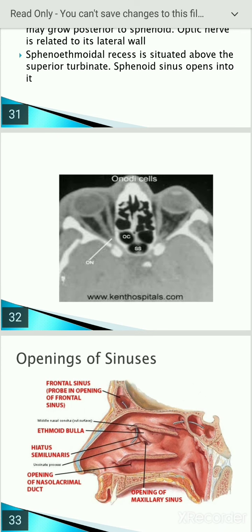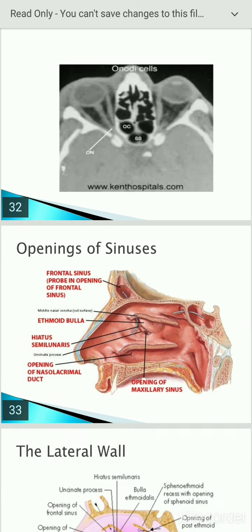This is the axial cut of CT scan of paranasal sinuses and arrow shows Onodi cell. And we can see how close optic nerve is to the lateral wall of Onodi cell.